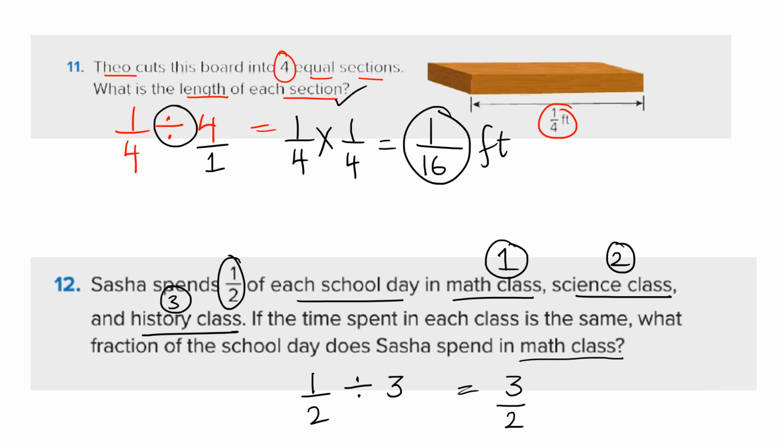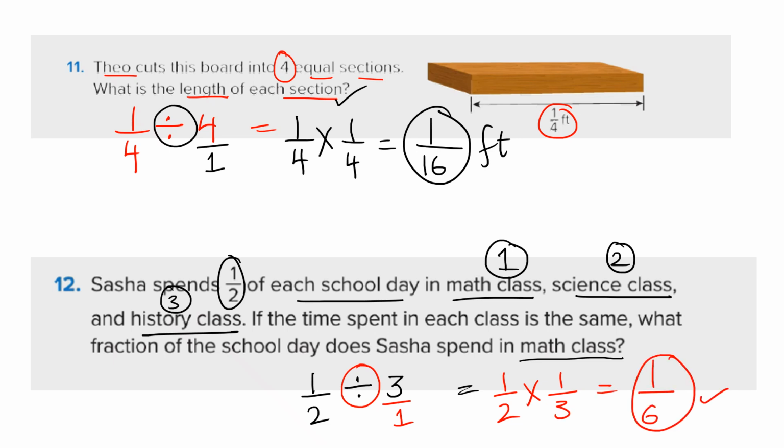No, just 1 minute. So we will do it like this. We will change division to multiplication. So 1 by 2 times, if it is 3 over 1, it will be 1 over 3. So 1 times 1, 1 over 6. So what fraction of the school day does Sasha spend in math class? 1 by 6th of the school day. That's how you do it.